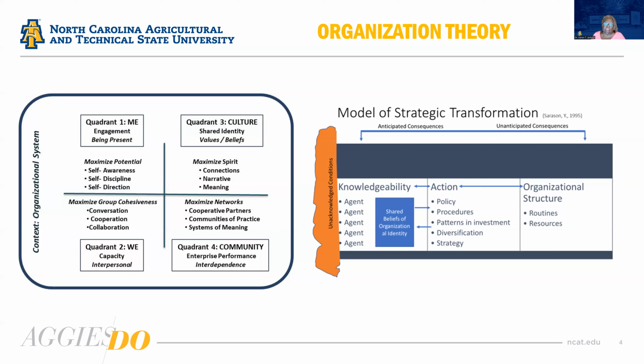In the third quadrant, we have what's the shared identity. In some cases, a lot of this is similar to what we saw in the Bolman and Deal leadership theory. We saw that there was a cultural piece.